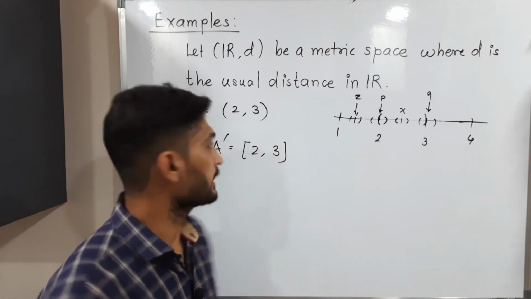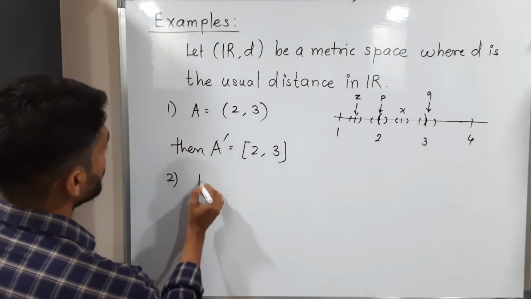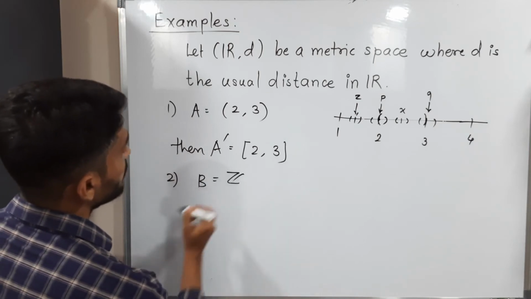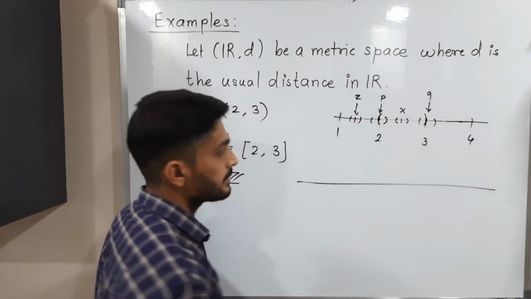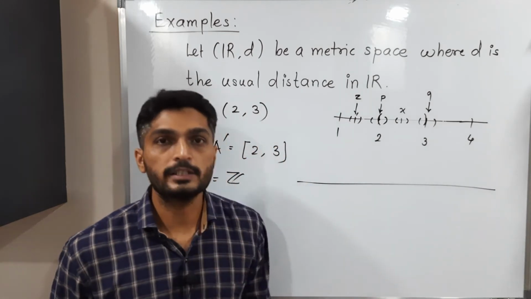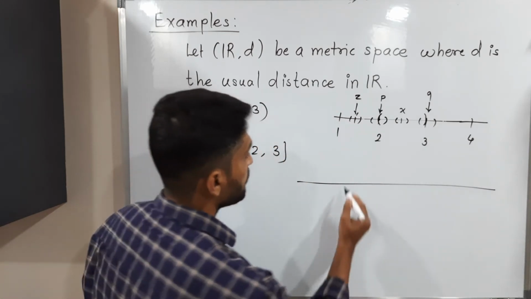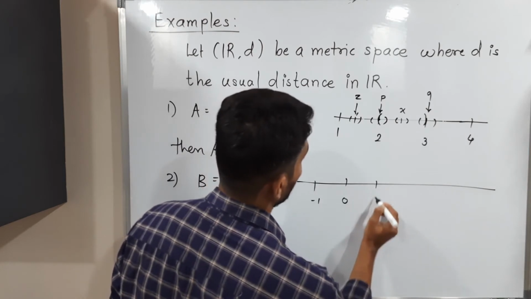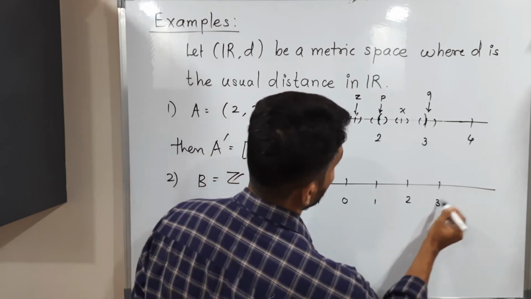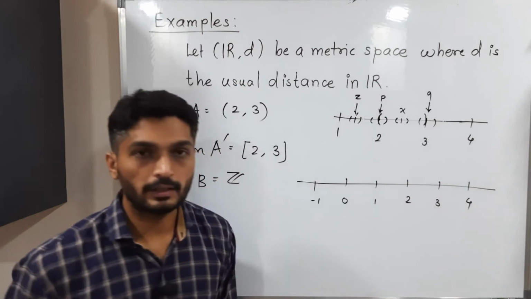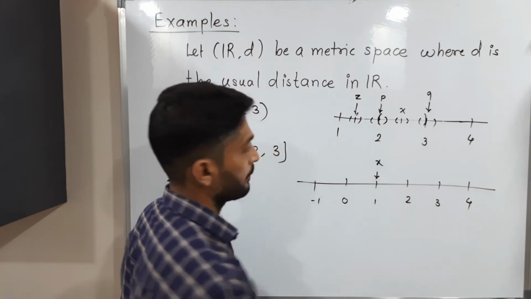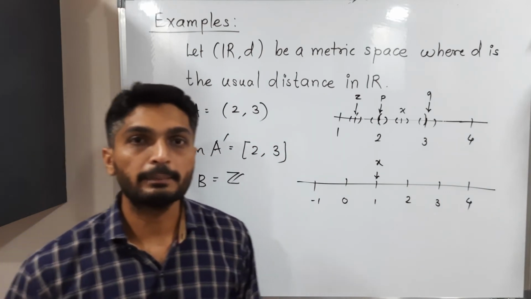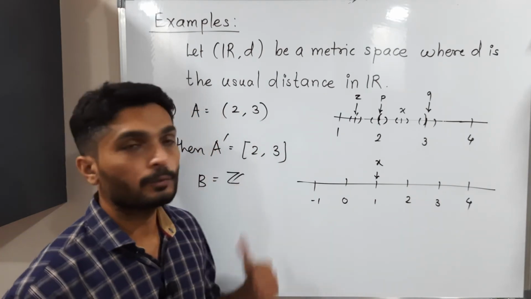Let us go for the second example. B is equal to Z, the set of integers. You know that the set of integers contains negative integers, positive integers and 0: 0, minus 1, 1, 2, 3, 4. Getting? So let us check whether 1 is a limit point of this set Z or not.